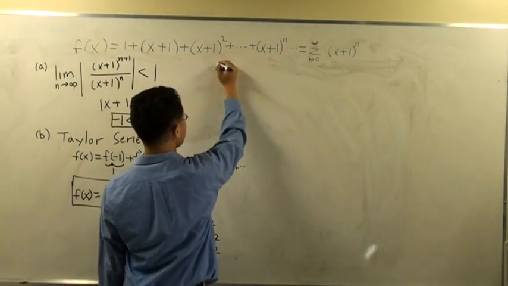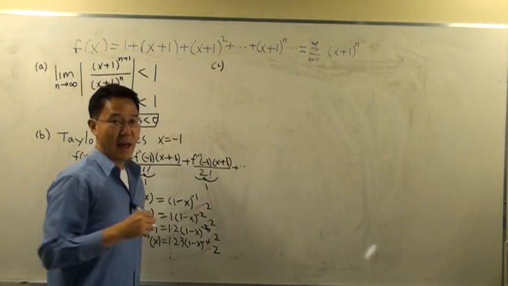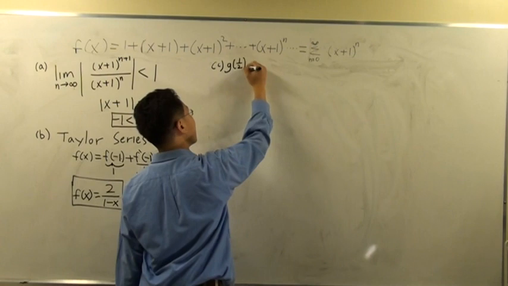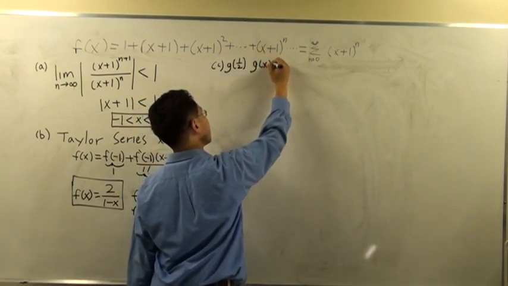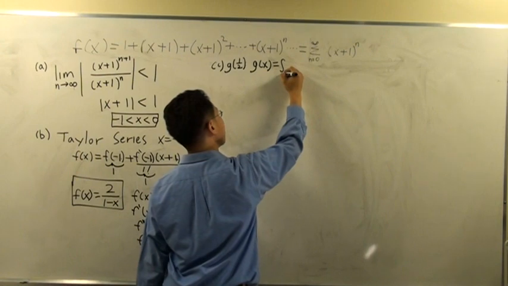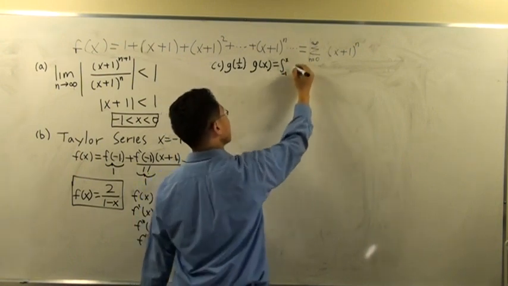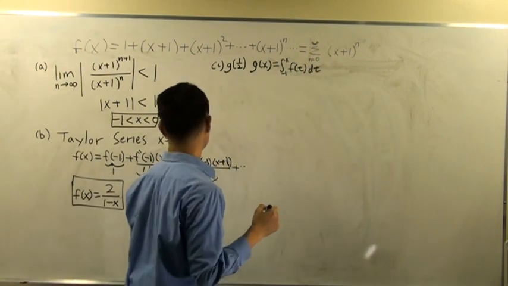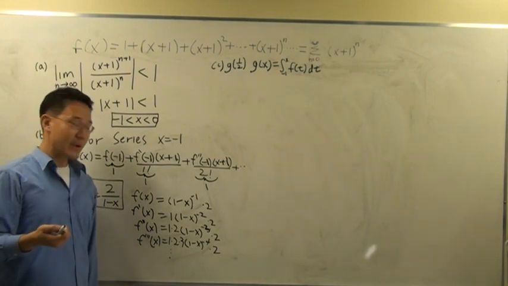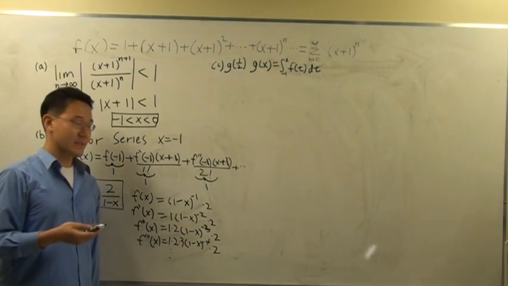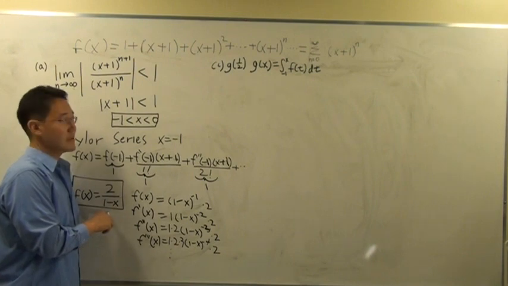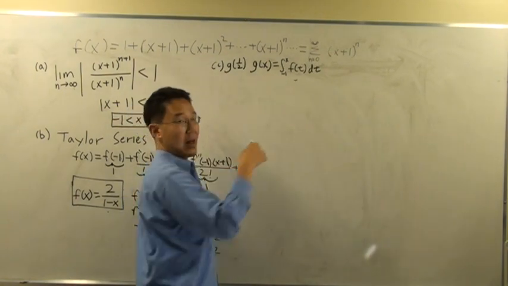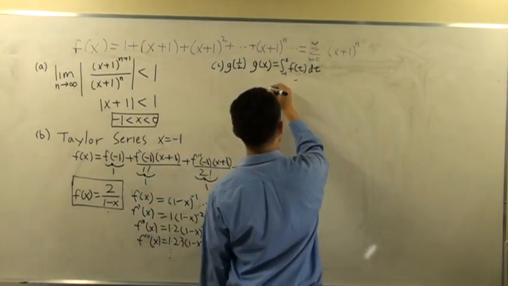And part C of the problem asks us to evaluate g at 1/2 when g of x is defined by the integral from -1 to x of f of t dt. Since we already figured out that f of x is given by this expression, we just have to plug in this expression into here and evaluate the integral.